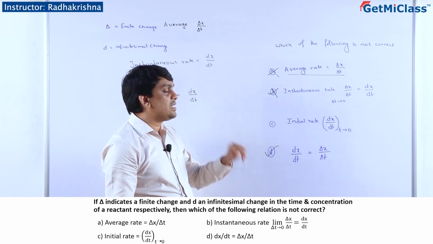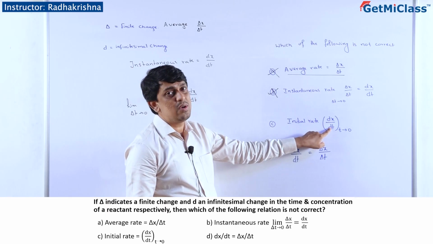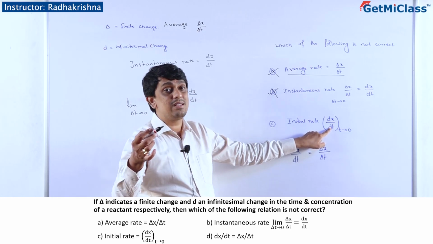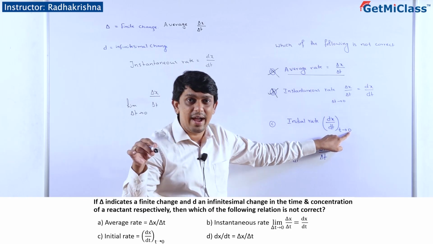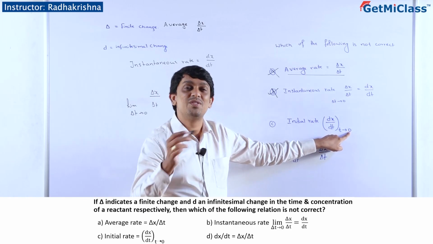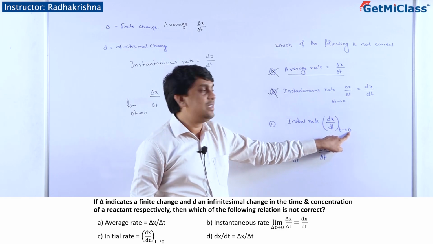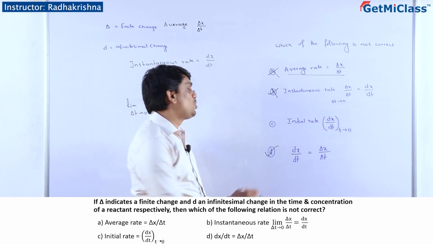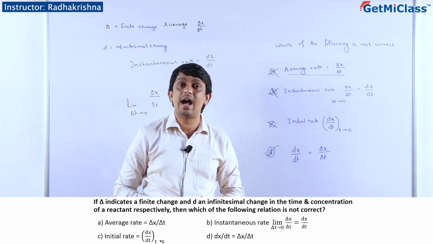When you look at this initial rate, I know initial rate is always small, and I know that initial rate means time is approaching 0. Initial means 0 minute, right, or 0 second, right? So time is approaching 0, so it is called the initial rate. So this is also right, so it cannot be the answer. So option D, I must stick here as the right answer.